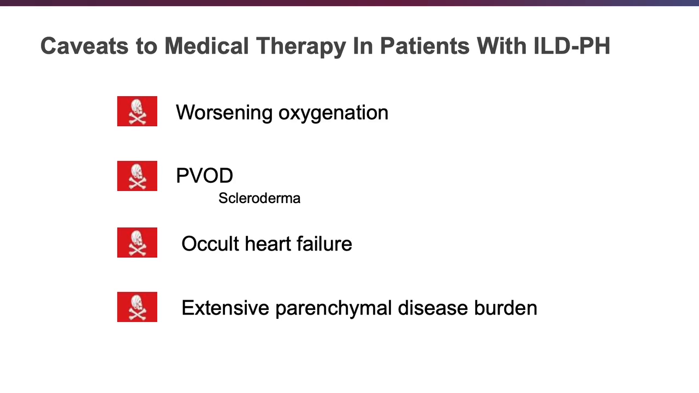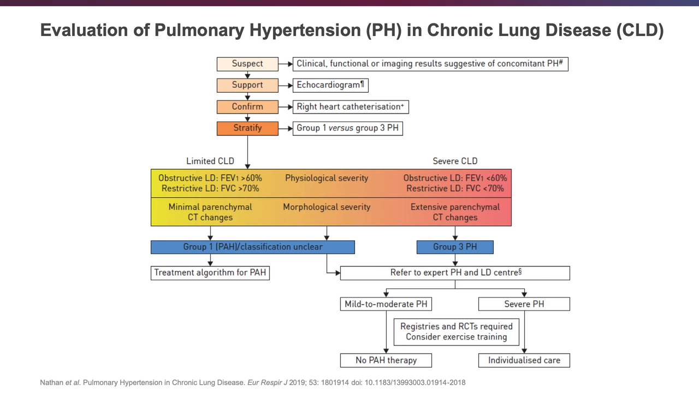And patients who have too extensive parenchymal lung disease, where the burden of lung disease is so great that maybe giving them a pulmonary vasodilator is not going to work. None of these signals really came out from the INCREASE study. I just want to underscore that. This slide here is taken from the 6th World Symposium.